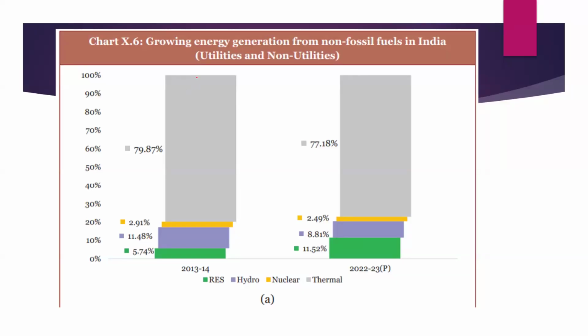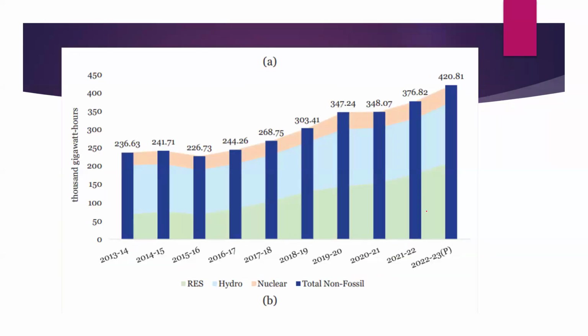The next one is growing energy generation from non-fossil fuels in India. Here, growth is much more in thermal, but what you should focus on is the rate of growth. When we talk about total non-fossil growth, whose share is increasing drastically? It is renewable energy sources. You can see the green one. Earlier it was this much only, but now it is increasing. Similarly, hydro is also increasing. Nuclear is almost the same. But renewable energy sources and hydro, both are increasing.